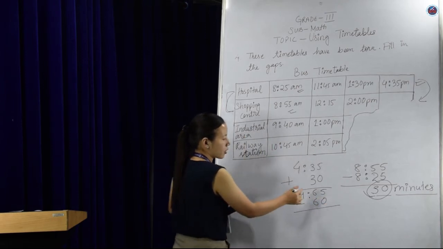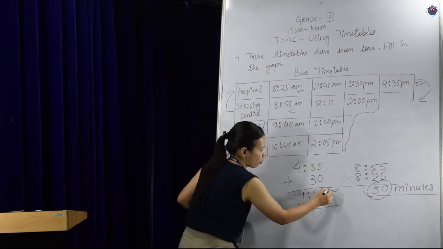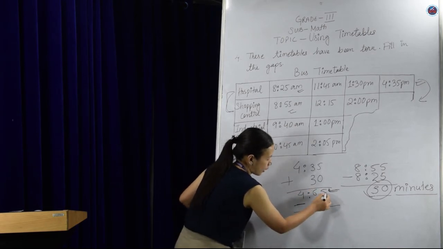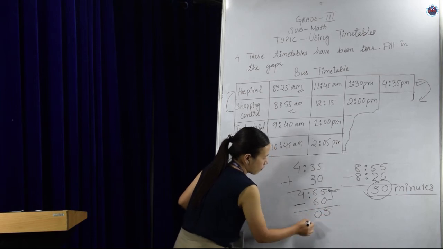Take away 60 minutes, we never write 65, so it's coming out more than 60. So we will subtract the 60 from the 65. So subtract it, 5 minus 0 is 5, and 6 minus 6 is 0.